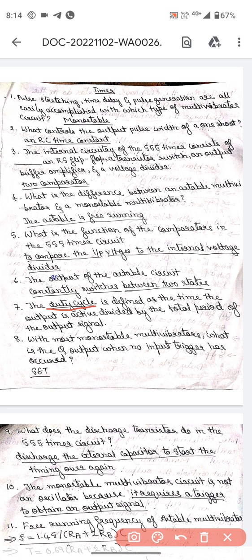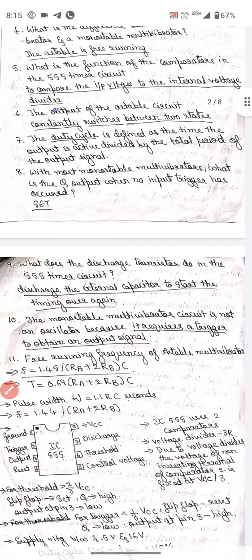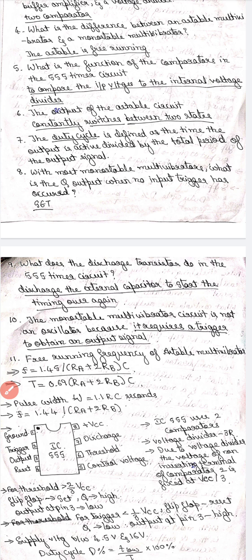With most monostable multivibrators, what is the Q output when no input trigger has occurred? The answer is set.